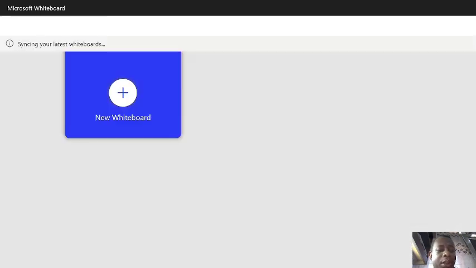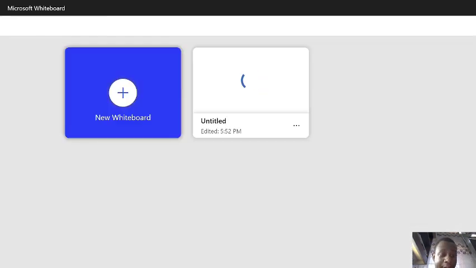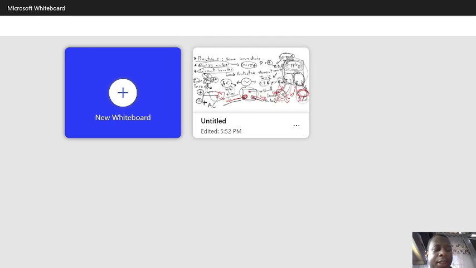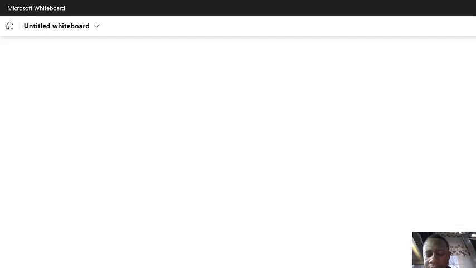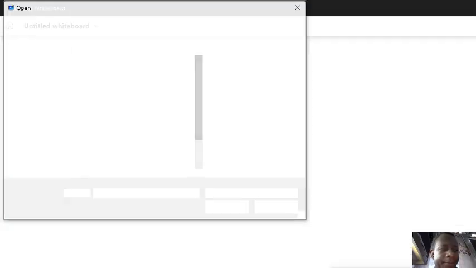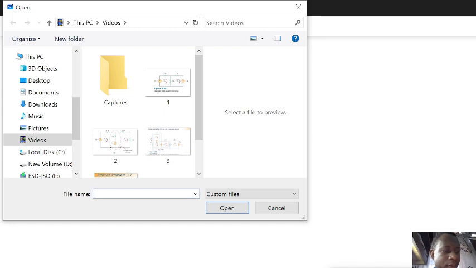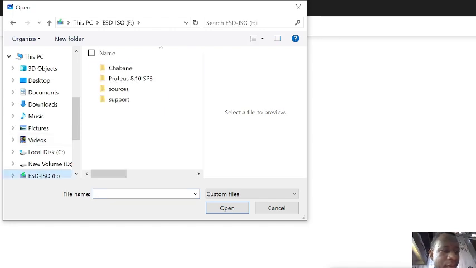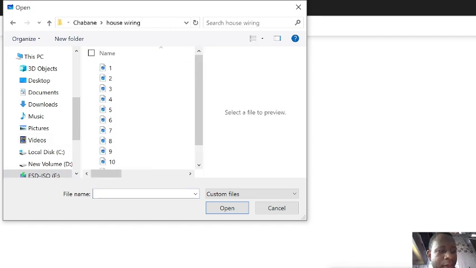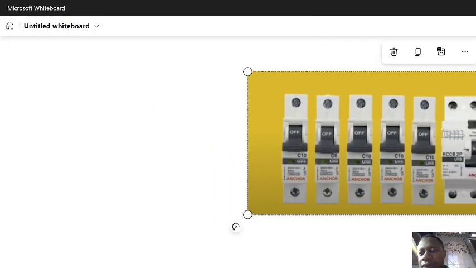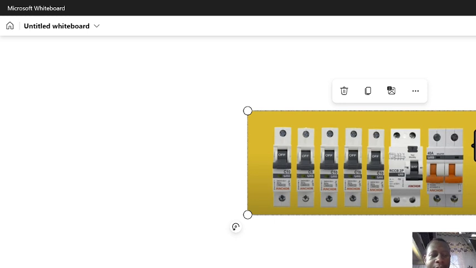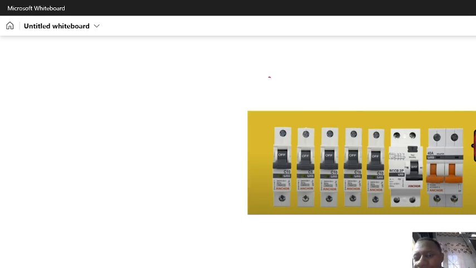Now, let's see the circuit breaker and the energy meter and the practical components. We have, for example, this one is the energy meter.